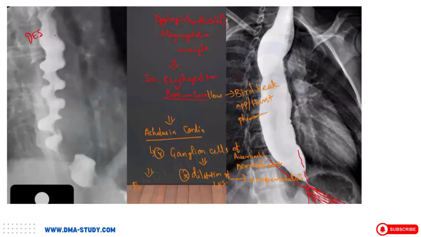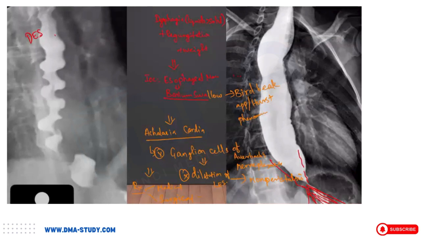Medical management as well as surgical management. Speaking about medical management, whatever you give for the motility disorders, like DES, is the same. Nitrates, CCBs, and anticholinergics you give. CCBs and nitrates you may give for achalasia cardia also.